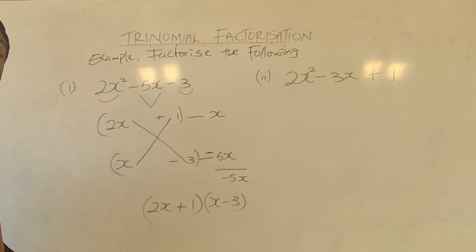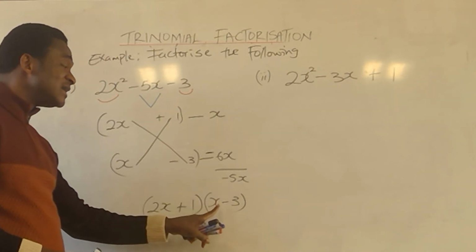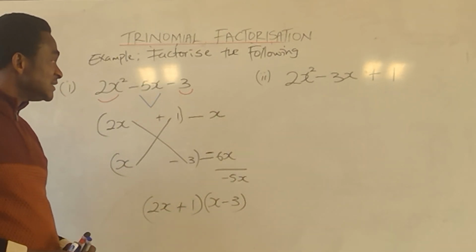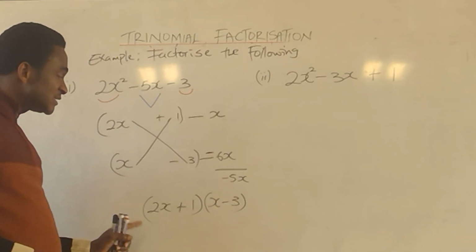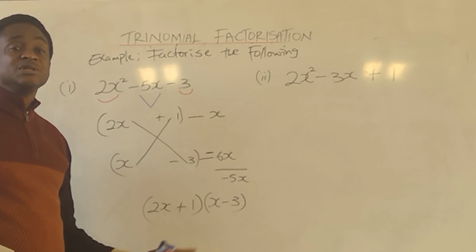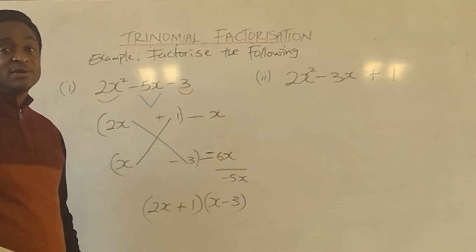And you will be sure that you will not make any mistake with the signs. Remember, 2x minus 1 and x plus 3 is not the same as this. So you have to be very careful with the signs. A way to check is to multiply this out and see if it gives you back the original expression. Then you will know that you have factorized properly.